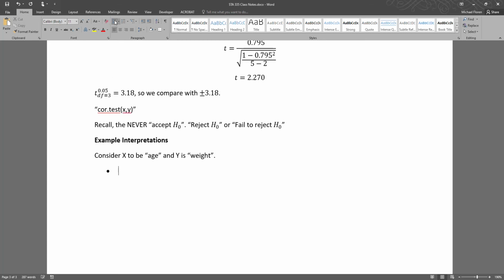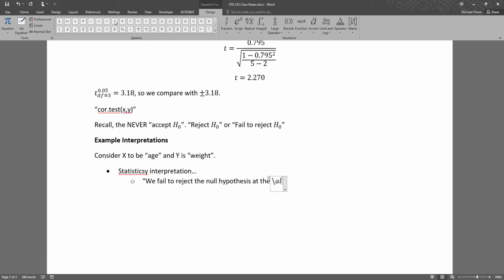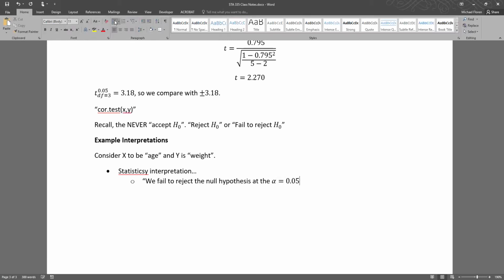So there's a couple of different types of interpretations we can do. This isn't formal, this is just how I classify them. First is a statistics-y interpretation. These are things like, we fail to reject the null hypothesis at the alpha equals 0.05 level. Though this interpretation is technically correct, a layman reading this interpretation, if you gave this to your boss or a client, would not necessarily understand what you're talking about.